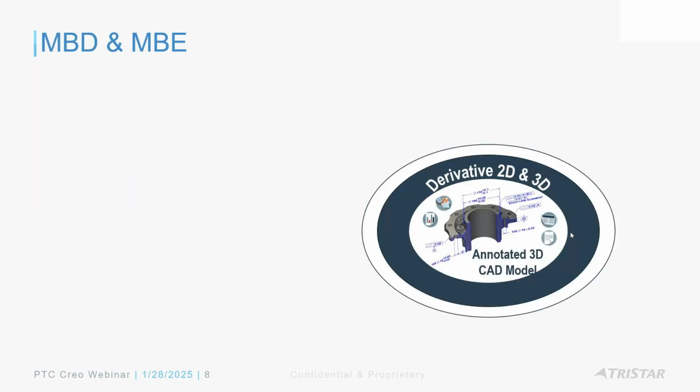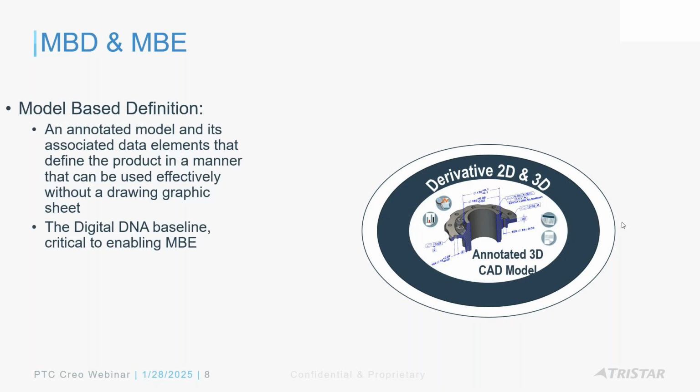And like I said earlier, many of you may be at different levels when it comes to MBD adoption. But just to give you a quick overview before I get into the Creo side of things, we now have an understanding of what MBD is, right? It stands for model-based definition. That is the annotated model and its associated data elements, right? That's really what it is. Effectively, you're making the 2D drawing optional. That's what I would say. I would call it optional.